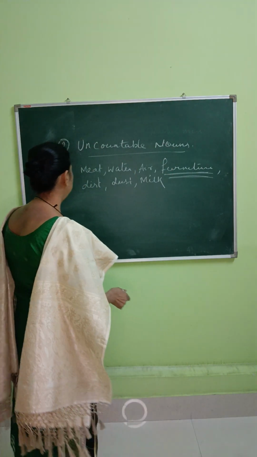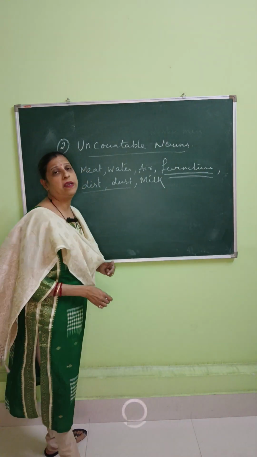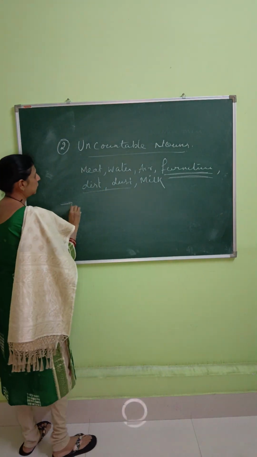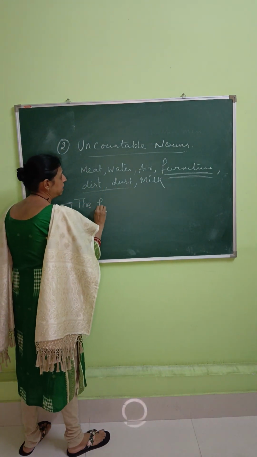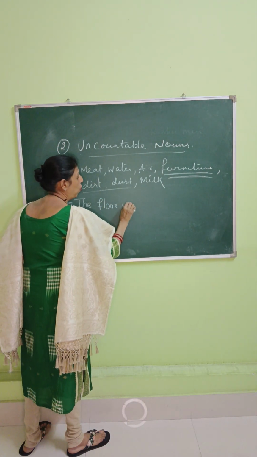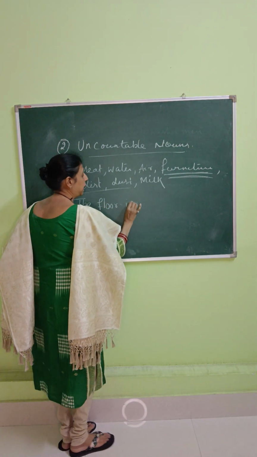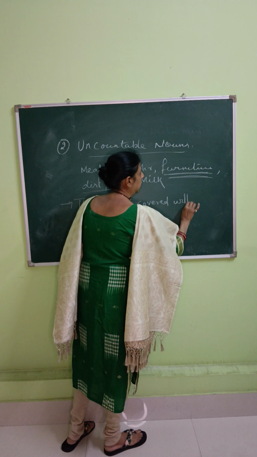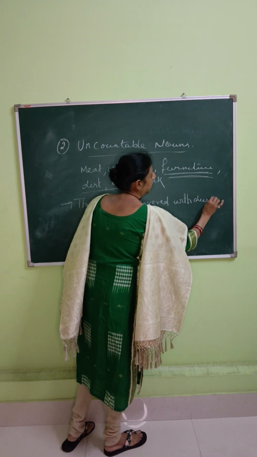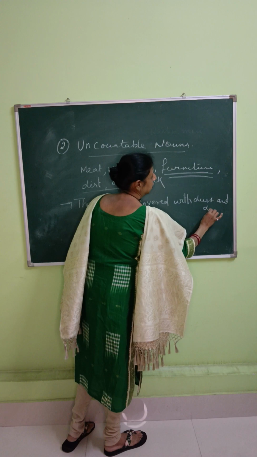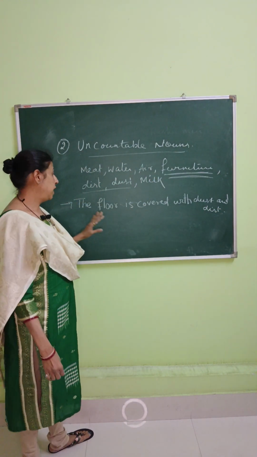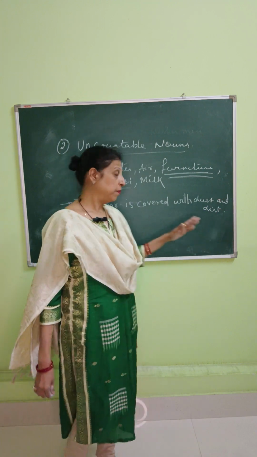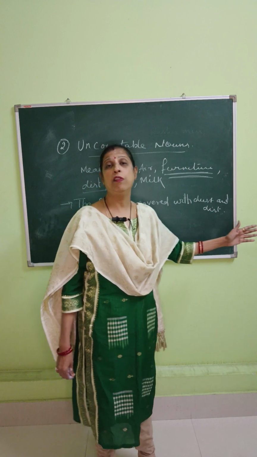But I can tell you about dirt and dust. Dirt and dust. Now there's a very good example. If I write that the floor is covered with dust and dirt. Suppose I say the floor is covered with dust and dirt. This is the singular form.